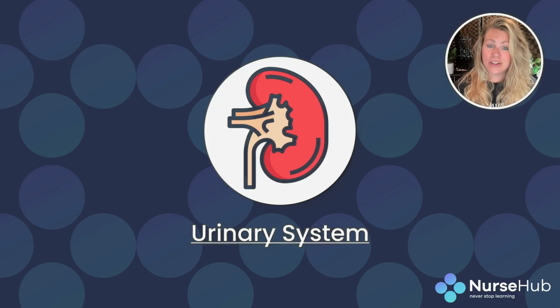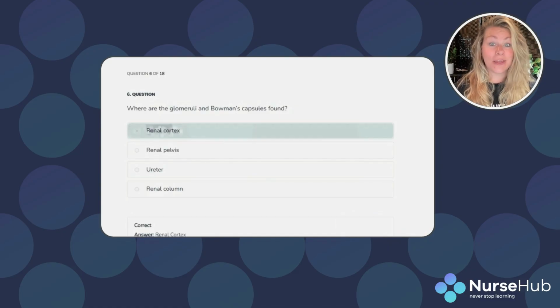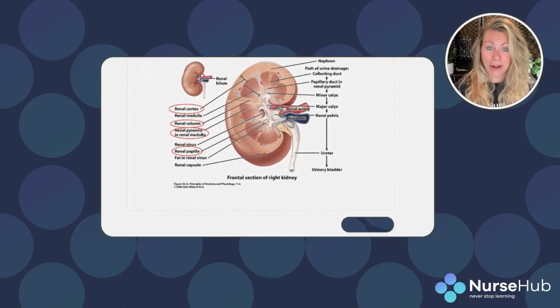One thing that will definitely ensure your success for questions about this system is to know the kidneys like the back of your hand. Study these structures, their function, and the entire process of filtration from start to finish.